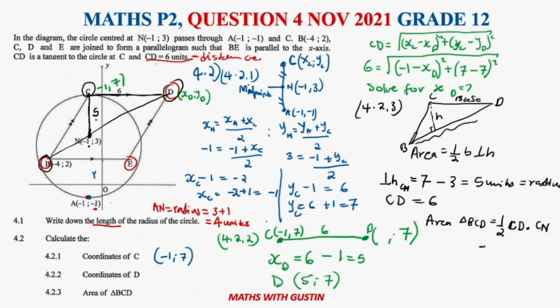So you are going to say half times CD, which is 6 units, and therefore CN is going to be 5. Once you punch this into the calculator, it gives me 15 units squared. It gives me 15 units squared, guys, and that's how you deal with a question like this one.